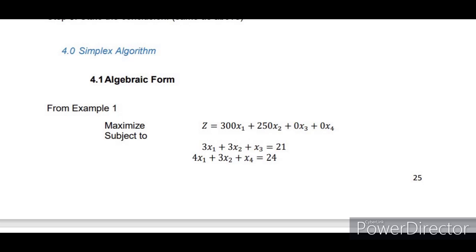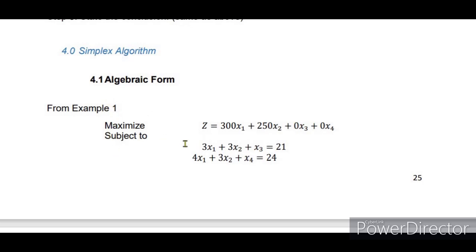From example 1, we got: maximize z equals 300 x sub 1 plus 250 x sub 2 plus the two slack variables, 0 x sub 3 plus 0 x sub 4. They have coefficient 0 because they do not contribute to the value of the optimal z. So that is the objective function for example number 1.